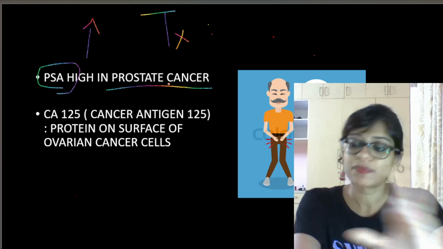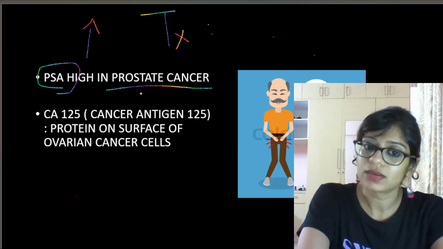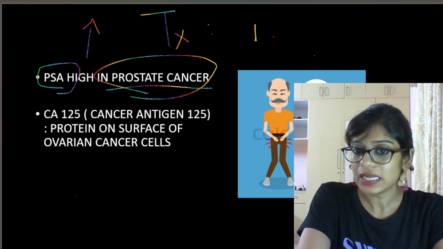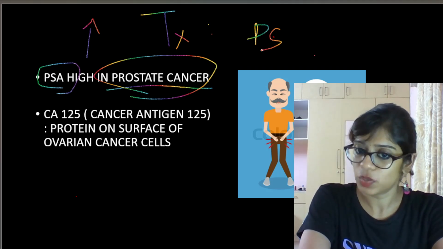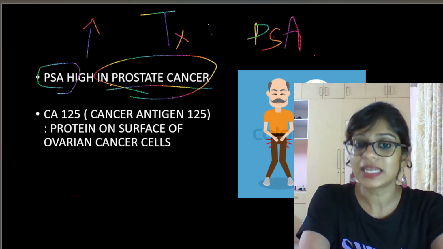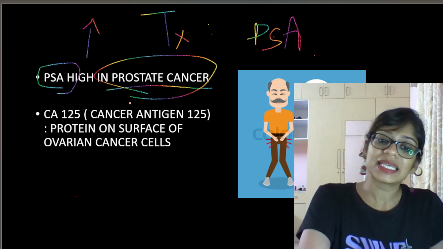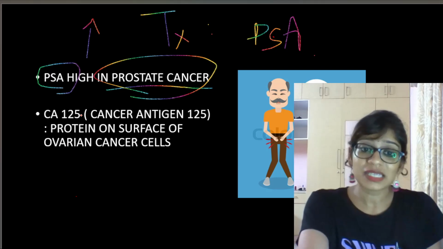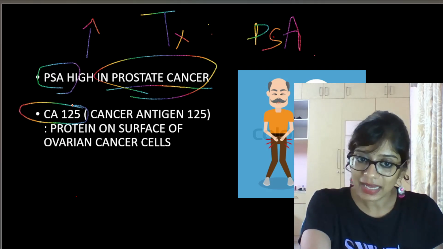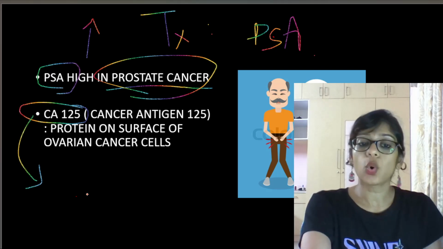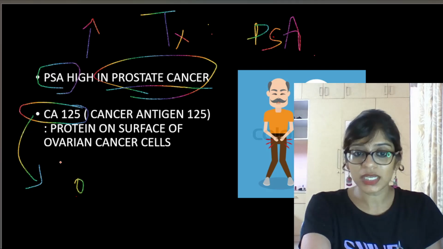PSA is prostate specific antigen, and this tumor marker increases in prostate cancer. In a normal man, you will tell me the PSA level. If it rises to abnormal levels, then you will think about prostate cancer. CA125, what is that? Cancer antigen 125. If CA125 is very high in a person, you will think about what? Ovarian cancer.